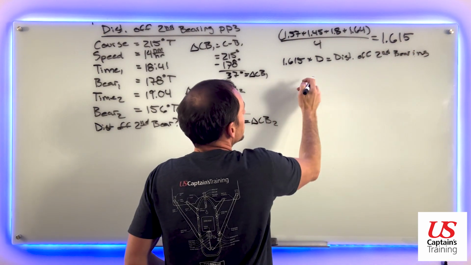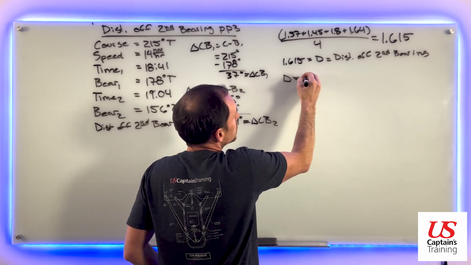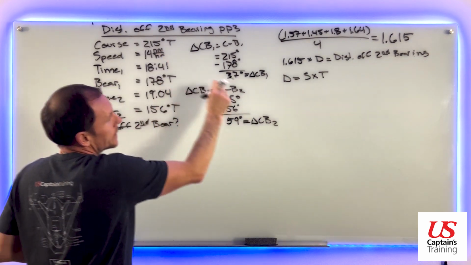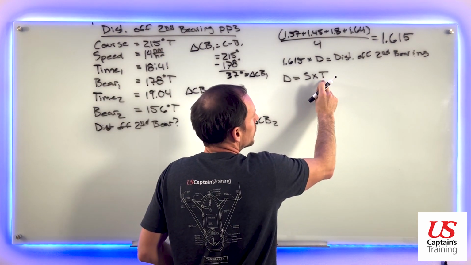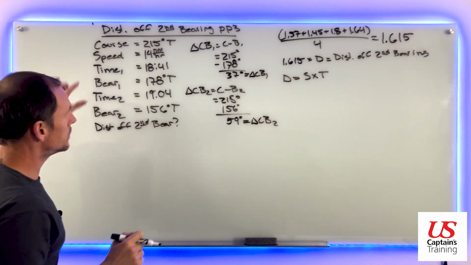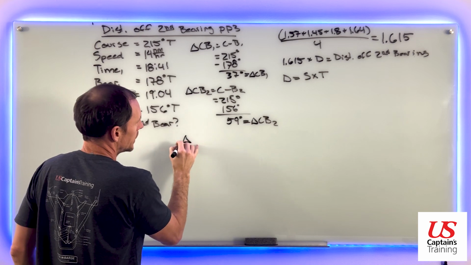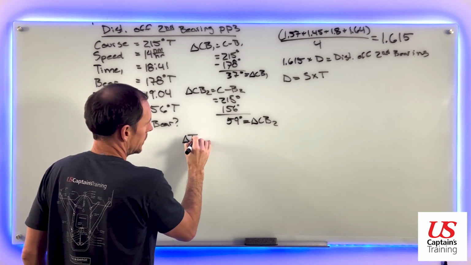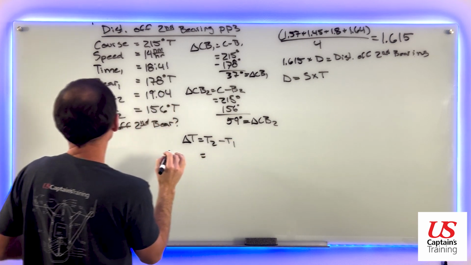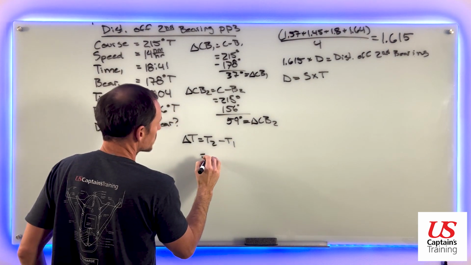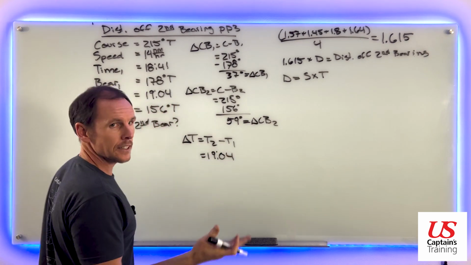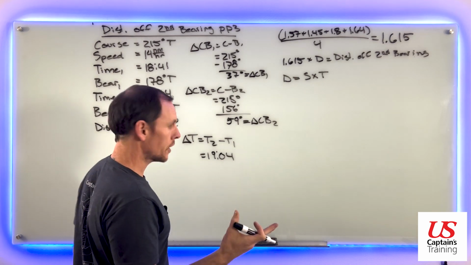Now, how do we get distance? Distance is equal to speed times time. We have our speed, 14. But what about our time? We need to get our time. We can use time 2 minus time 1. So the change in time between the bearings equals time 2 minus time 1. Time 2, 19 hours and 4 minutes. I say it like that to help keep it straight.